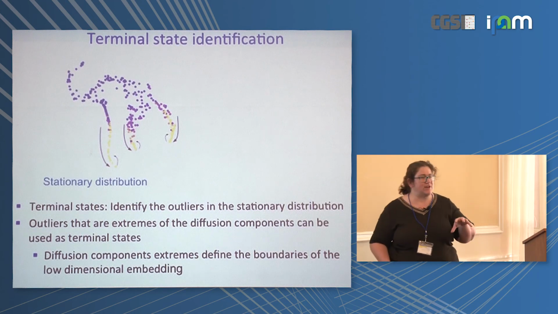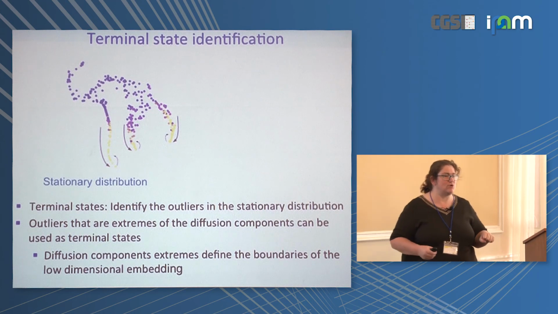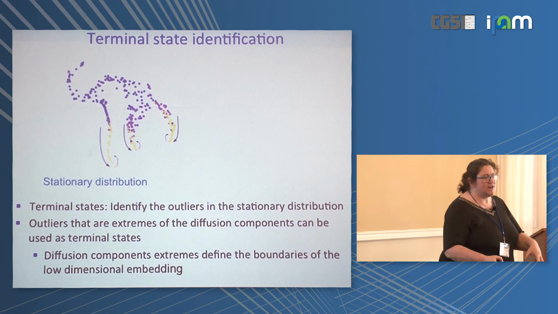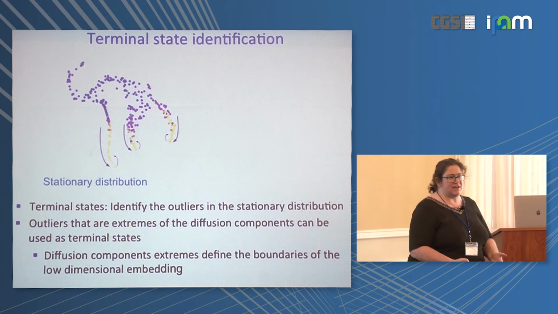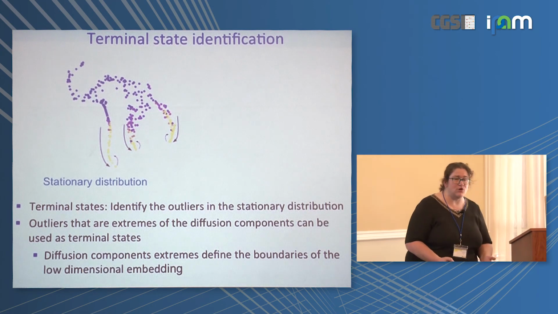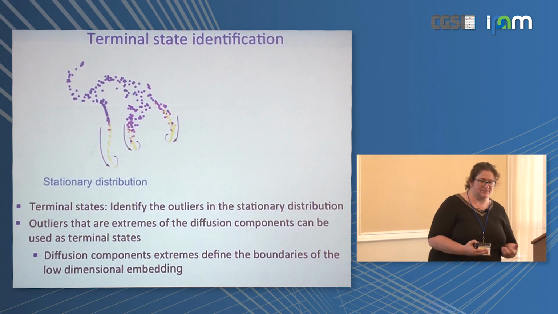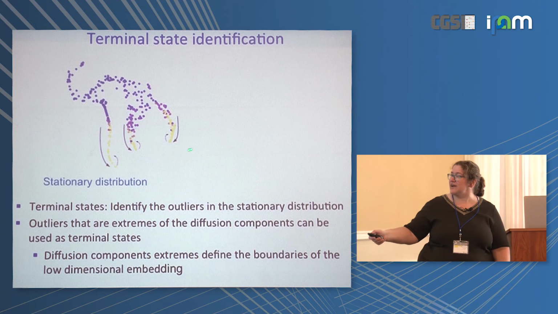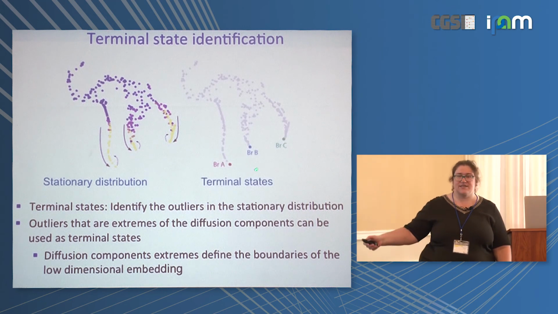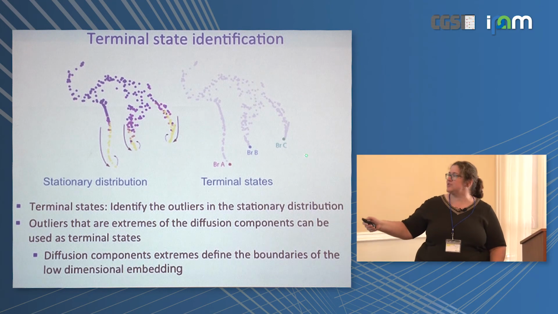From this directed graph, we can actually find the endpoints. These are nodes that have many incoming cells and many incoming edges, but very few outgoing edges, and that have a very strong weight in the stationary distribution. These are our endpoints. We identify them as the ends. They're also at the tips of the diffusion components.